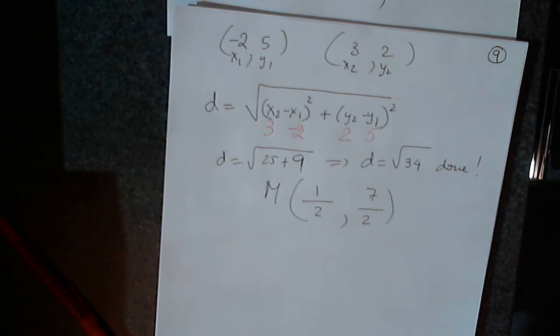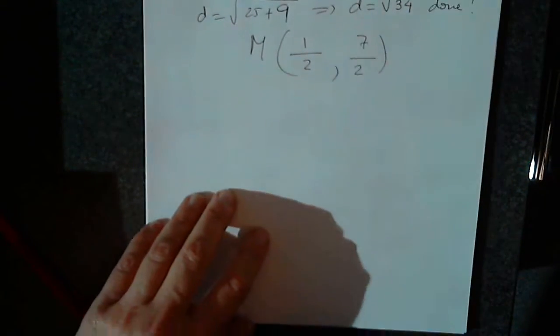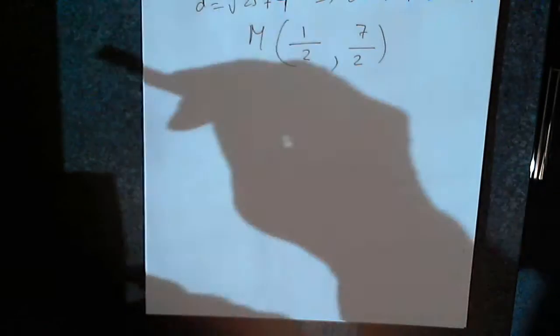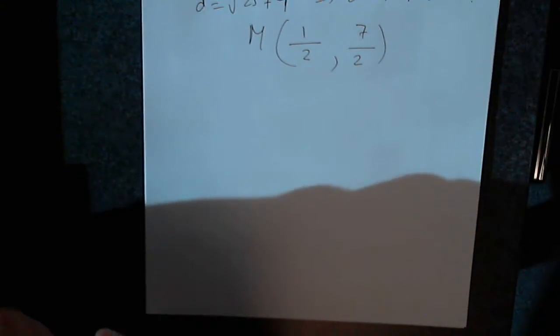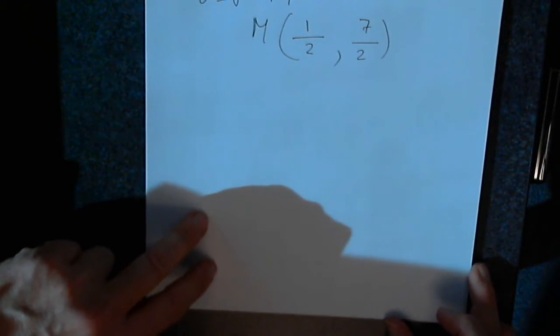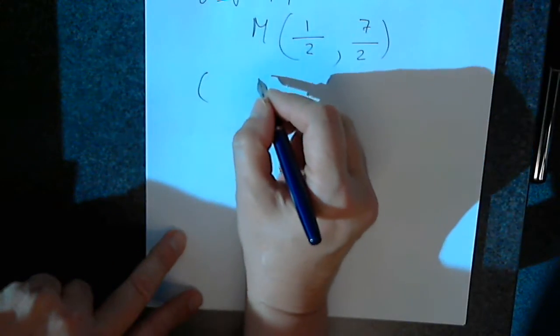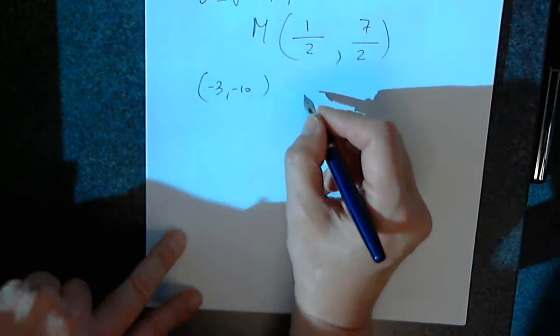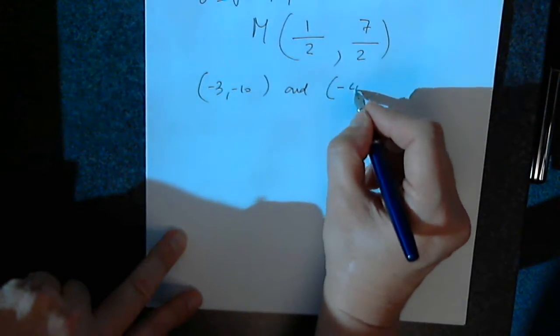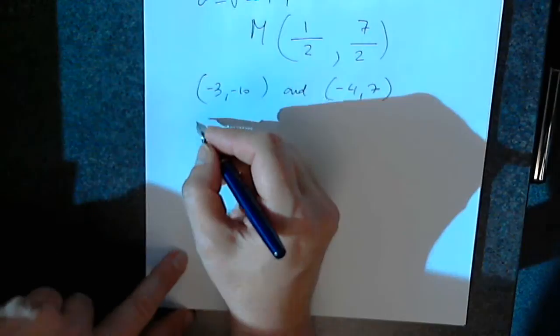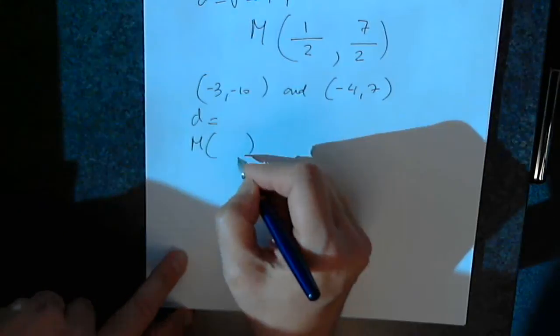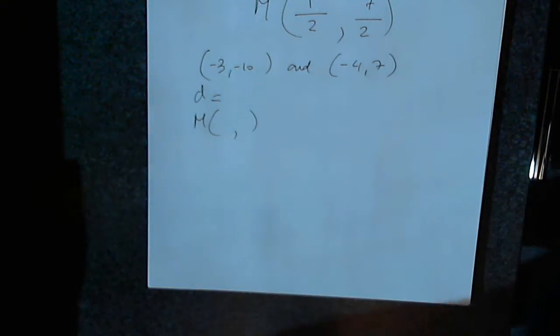Okay, can anyone give us another pair of ordered pairs? Okay, -3, -10, and -4, 7. Please determine the distance and please find the coordinates of the midpoint. Okay, 2 minutes.